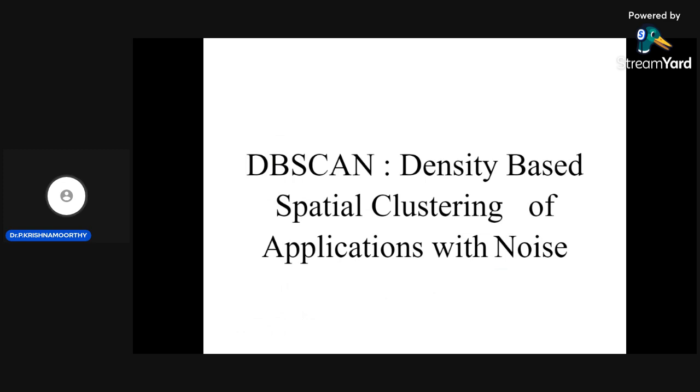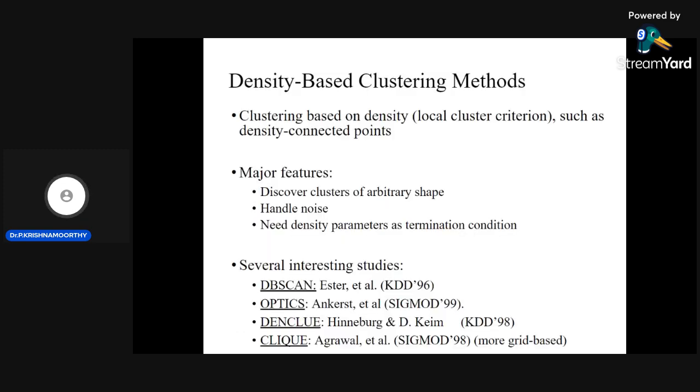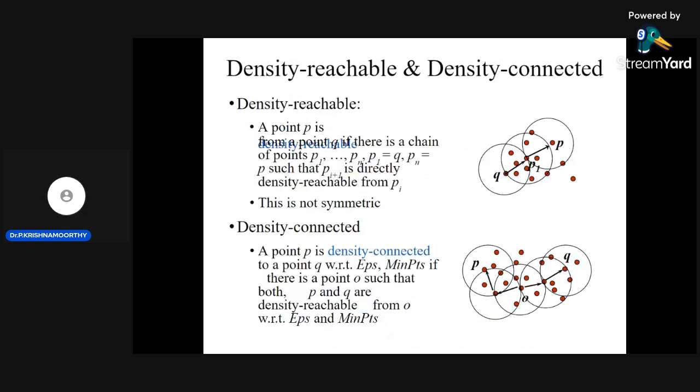Next is density based spatial clustering of applications with noise. The main features are that it handles noise, needs density parameters, has termination conditions, and handles arbitrary shapes. The algorithms are DBSCAN, OPTICS, DENCLUE and CLIQUE, introduced by various authors in 96, 99, 98, 98 respectively.